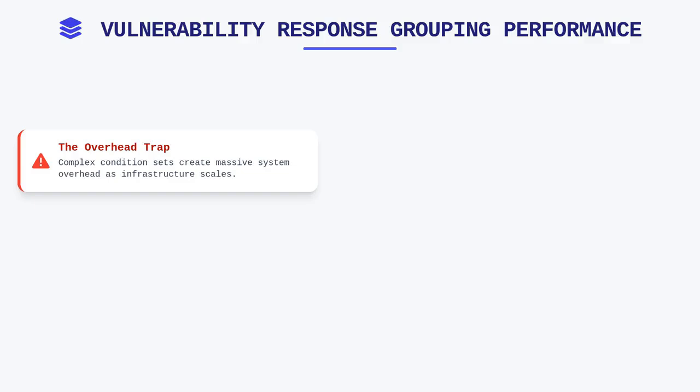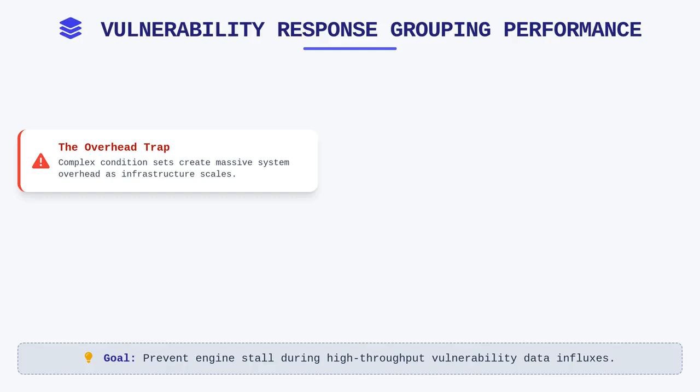When we discuss grouping performance within the vulnerability response module, we are essentially looking at the efficiency of the background engine that processes large volumes of vulnerable items. As the scale of your infrastructure grows, the logic used to group these items, often relying on complex condition sets, can inadvertently impose significant overhead on the system. The primary goal is to ensure that the grouping engine does not stall during high-throughput influxes of vulnerability data.